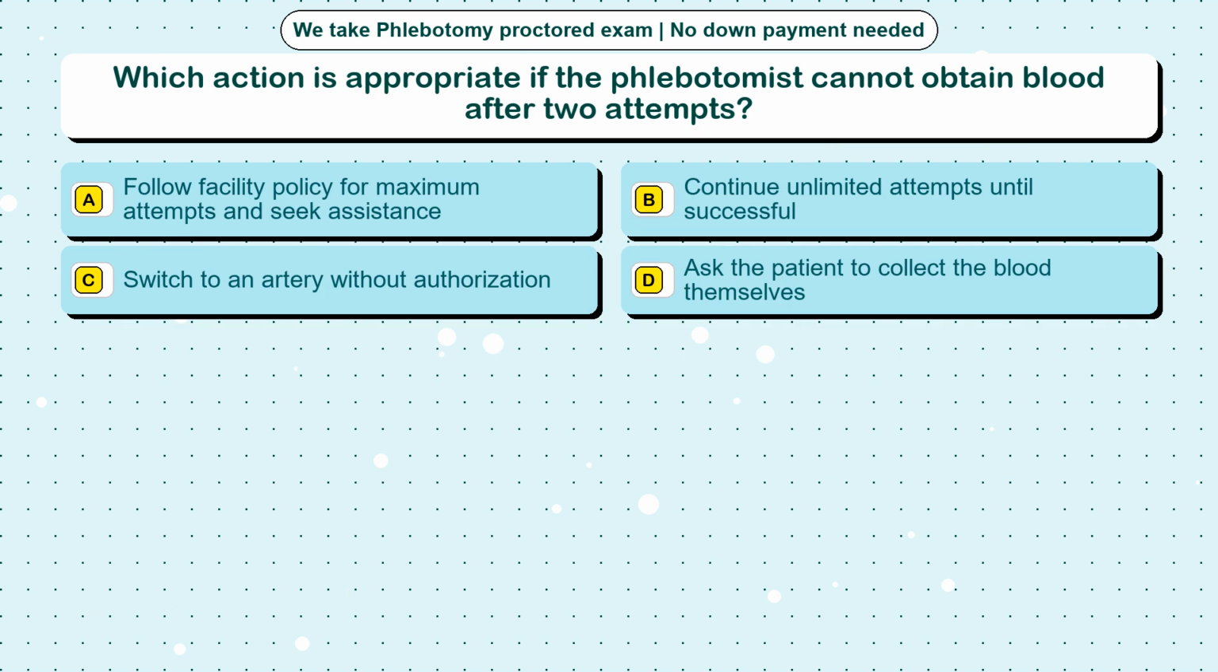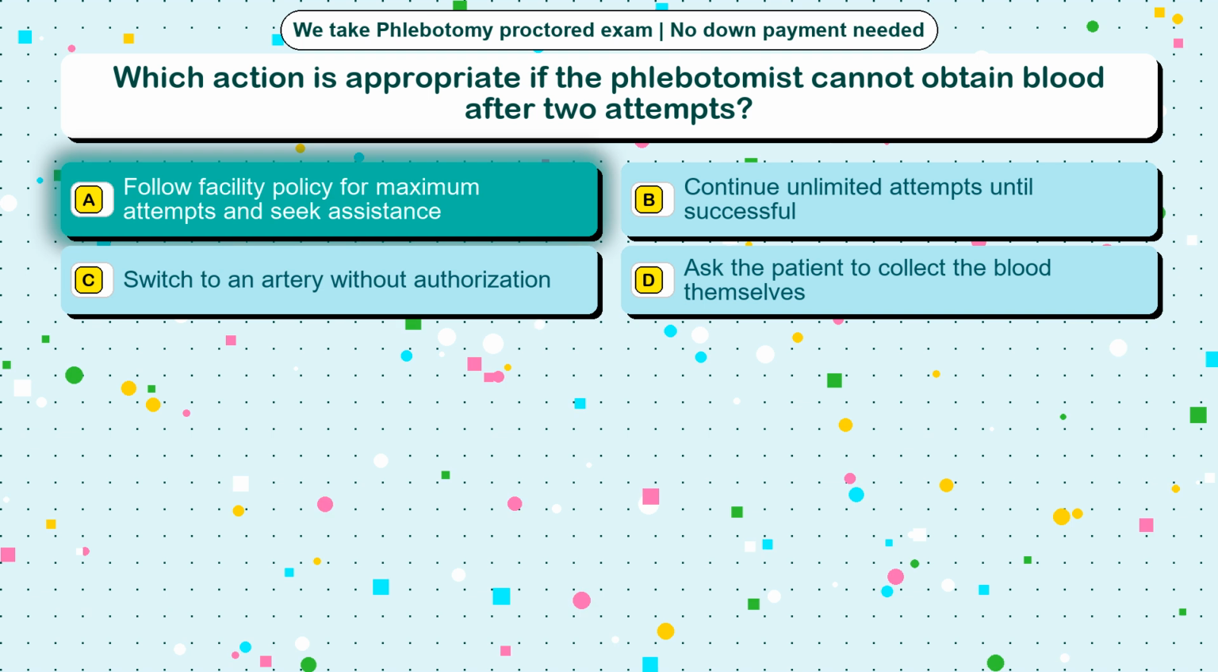Question 96. Which action is appropriate if the phlebotomist cannot obtain blood after 2 attempts? Option A. Follow facility policy for maximum attempts and seek assistance. Option B. Continue unlimited attempts until successful. Option C. Switch to an artery without authorization. Option D. Ask the patient to collect the blood themselves.